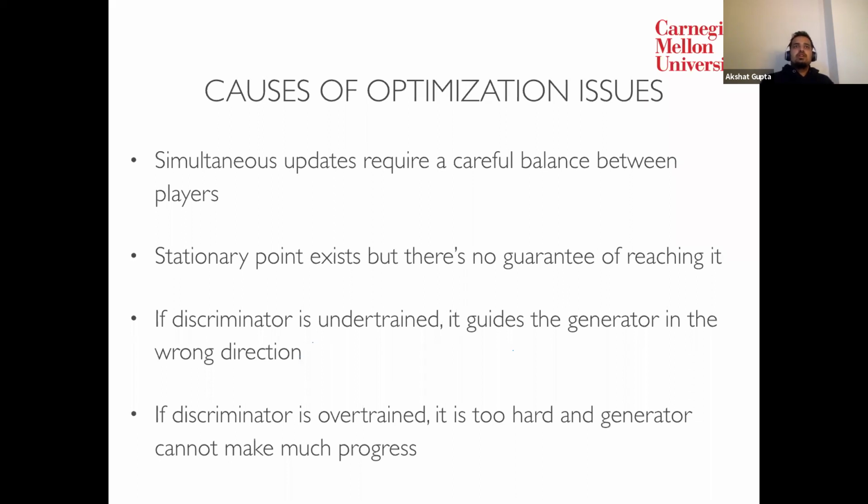There are many causes of the optimization issues that we see. Simultaneous updates are required, and a careful balance is required between the two players. Stationary points exist, but there is no guarantee of reaching them.